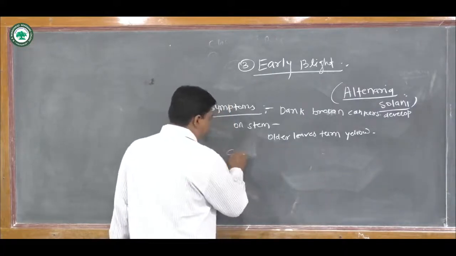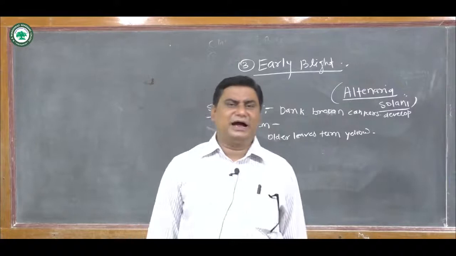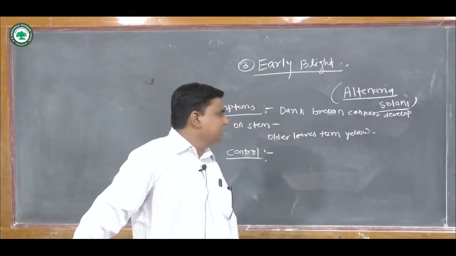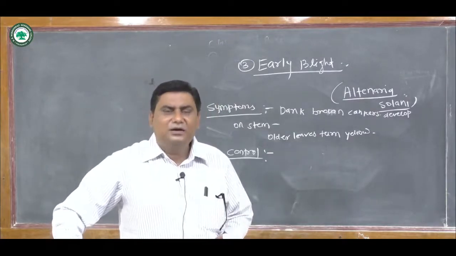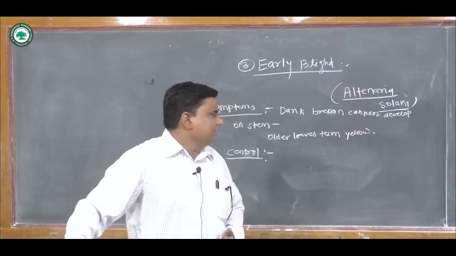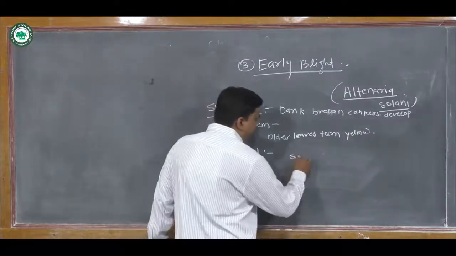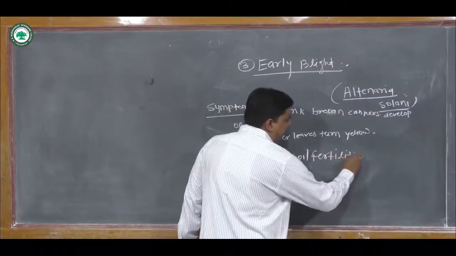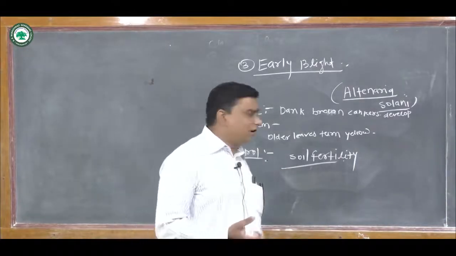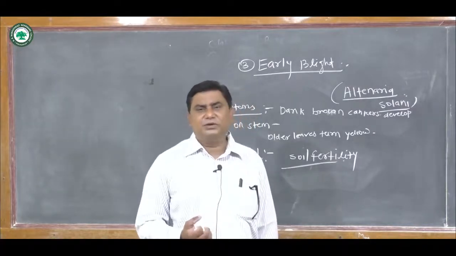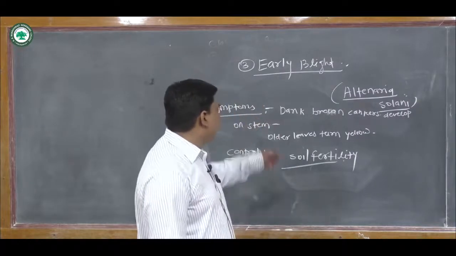Then what are the control or management methods? Here again, the crop rotation practice is advisable. Crop rotation means rotating with crops other than eggplant, pepper or potato. Another control measure is to maintain adequate but not excessive soil fertility. Maintain the adequate soil fertility required for the tomato plant, but not excessive. If there is excessive soil fertility, then again there is a chance of spread of early blight disease.